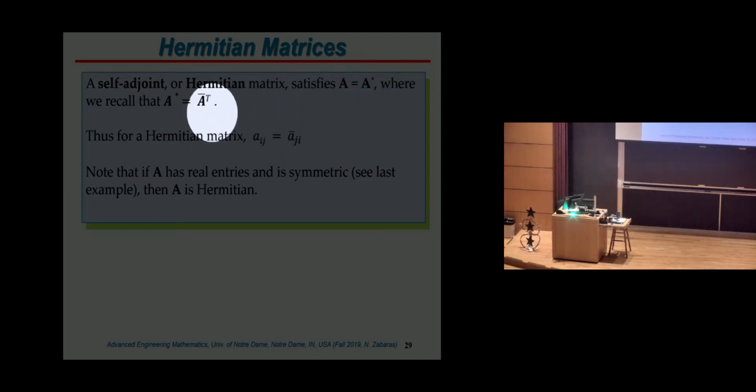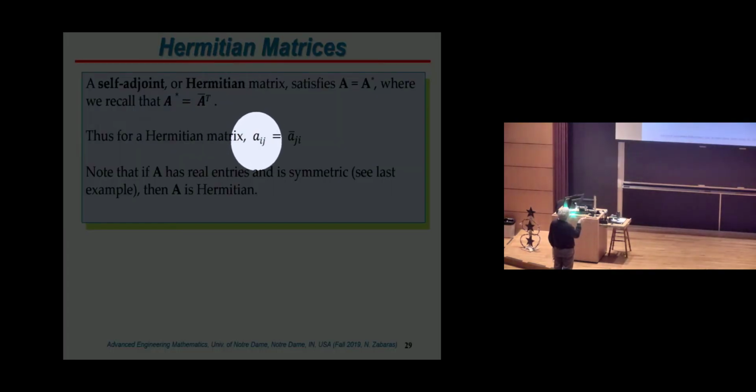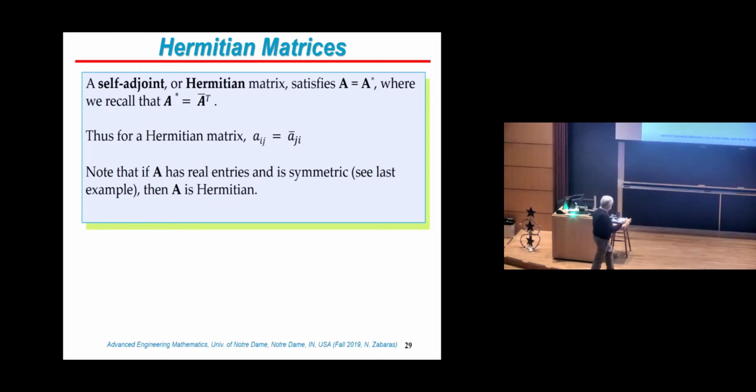So what is A star? It is A transpose conjugate. So not only do you take the transpose, you take the conjugate as well. Again, for those who are going to take courses in linear systems and dynamical systems later on, you will see all the matrices you will work with will be Hermitian. So Hermitian is nothing else: if you look at the ij element, aij is not equal to aji, but to the conjugate of aji. So remember, symmetric now becomes Hermitian. No big deal. And we can move to the next slide.